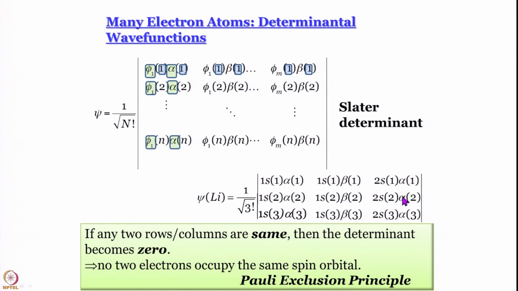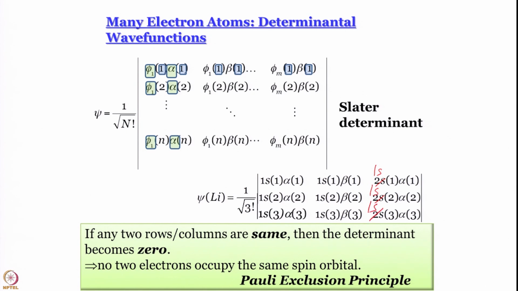When I say electron number 3 that can be a little confusing for you because you might think that I am talking about the label. I am not talking about the label, I am saying the third electron, in whichever way we have filled in: 1 2 3, 3 2 1, 2 1 3, whatever. Let us say that the third electron also goes to 1s. Then the last column is going to become 1s1 alpha 1, 1s2 alpha 2, 1s3 alpha 3.